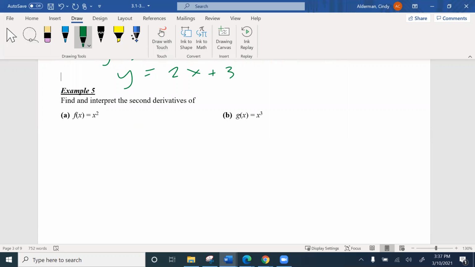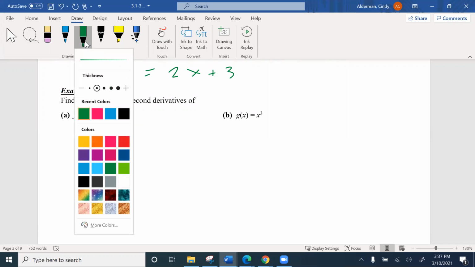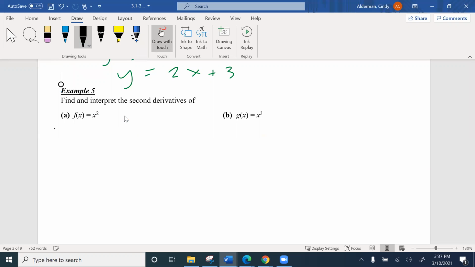Okay, find and interpret the second derivative. So the first derivative of this is going to just be what? Just using the power rule, 2x. Did you say something else besides that? Oh, okay, 2 to the x to the first. I see what you're saying, yeah.